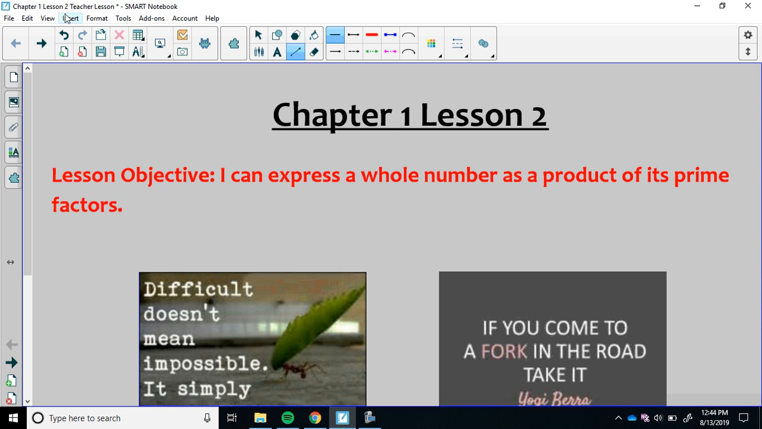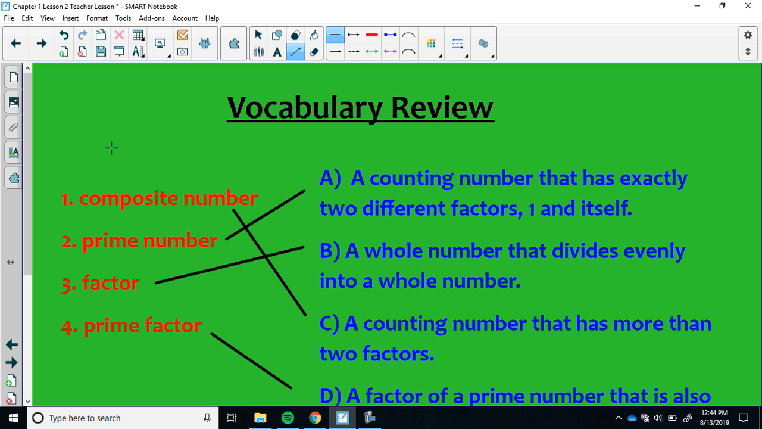Your lesson objective today is that you can express a whole number as a product of its prime factors. So let's look at some vocabulary words.